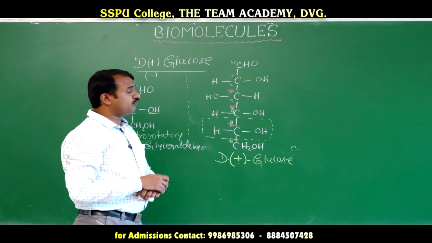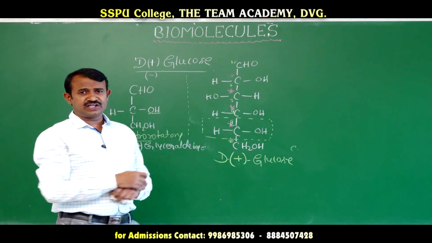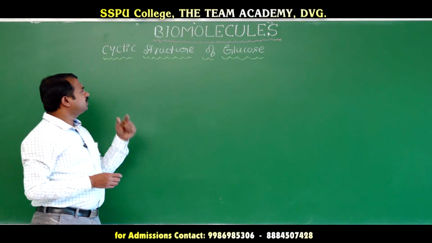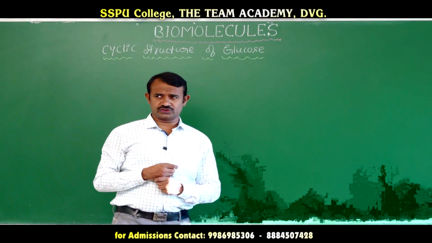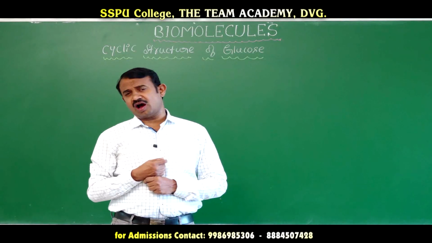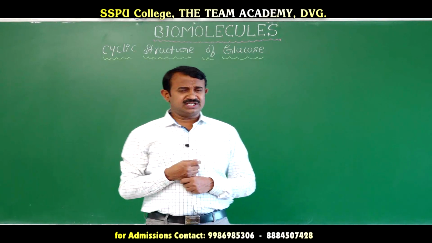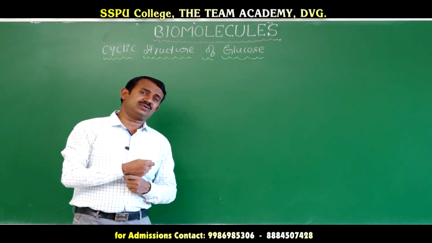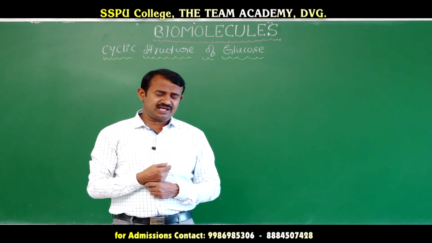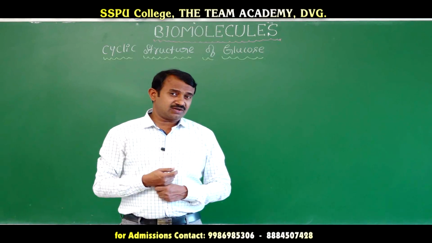Next we will go for the cyclic structure of glucose. This is the DL configuration of glucose compared with the standard glyceraldehyde. In glucose, two forms exist, alpha glucose and beta glucose. Glucose has a free aldehyde, but it does not react with sodium bisulfite, and it does not react with Schiff reagent.